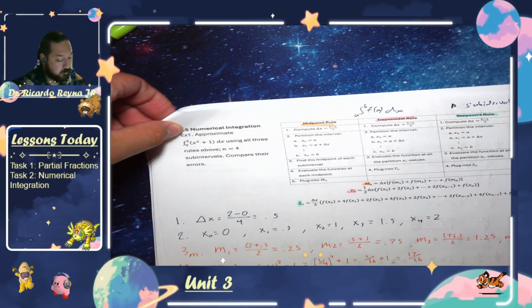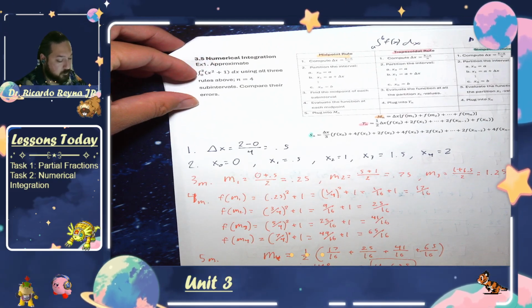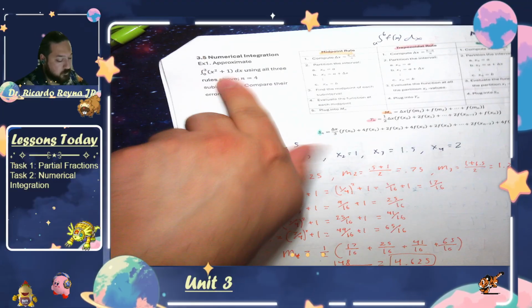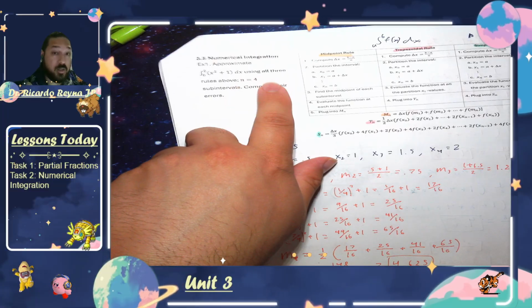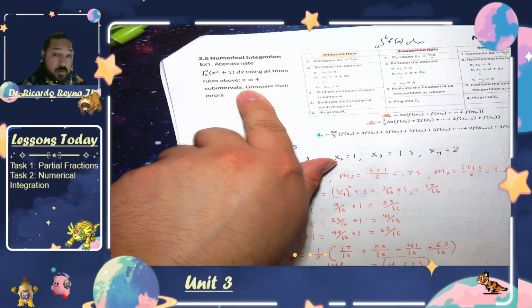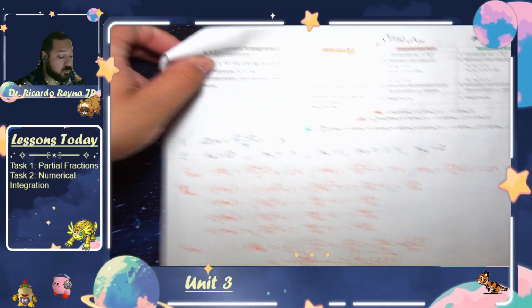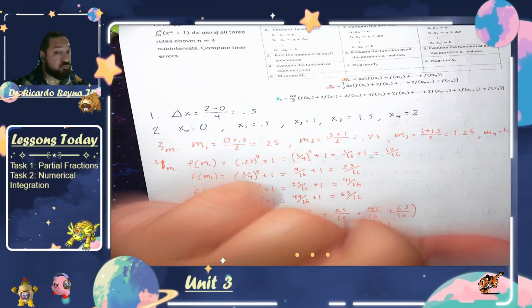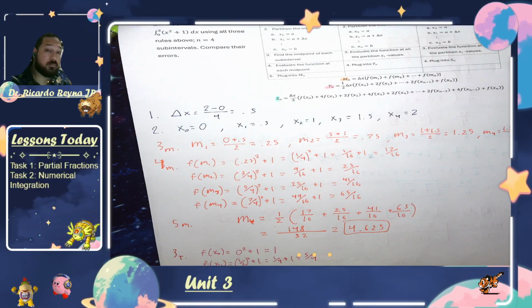So let's go ahead and start off with all of these. I'm going to do number one. Number one for all of these will be the same. The question: approximate this integral using all three rules with n equal to 4 subintervals. Compare their errors. So that means at one point we're going to have to do the integral itself as well. I guess we'll save that one to the very end. Let's go ahead and do this one.